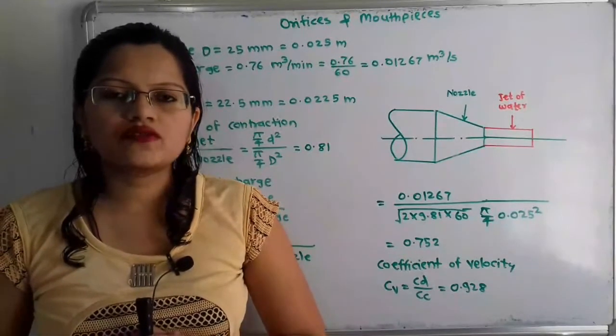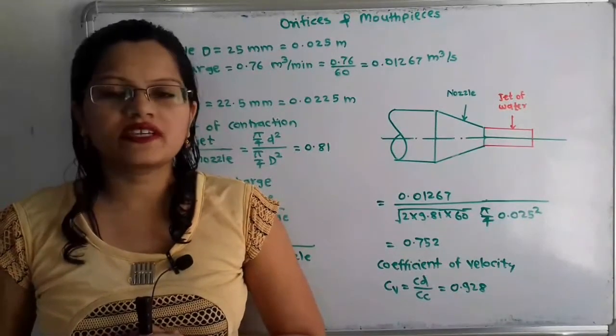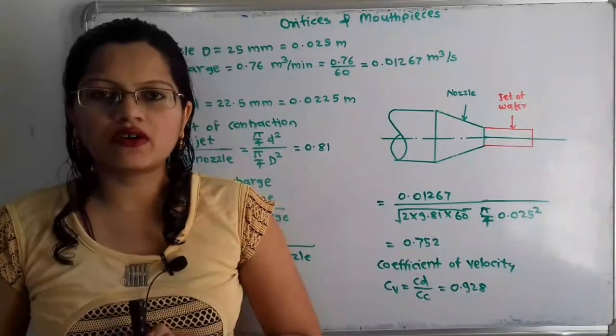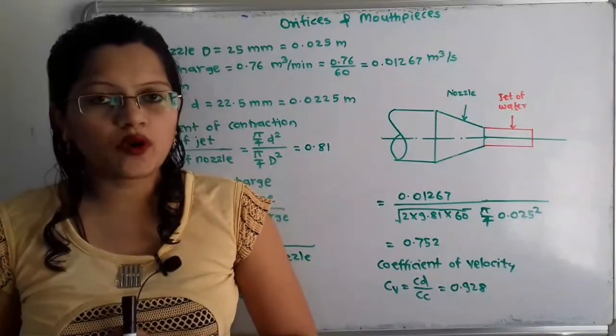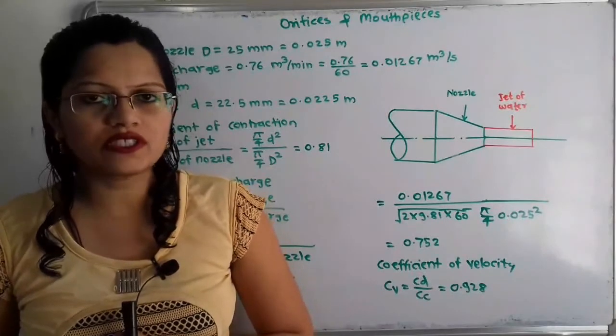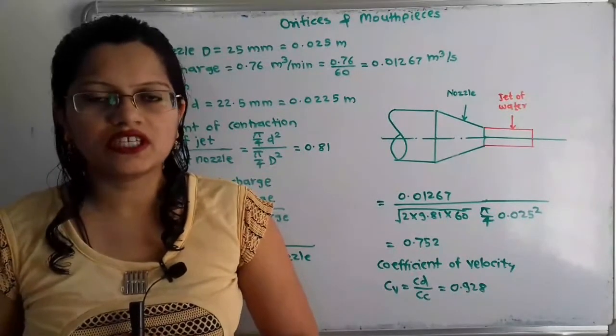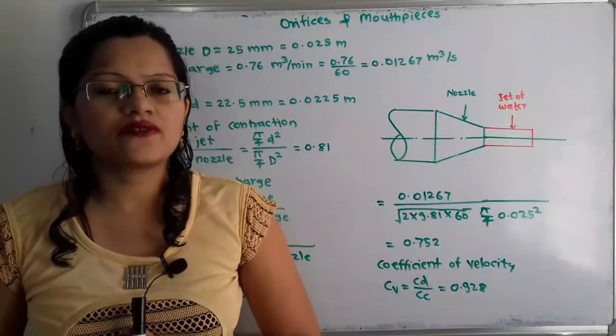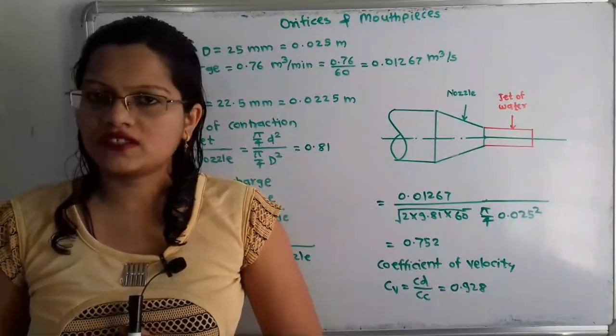Today we are going to solve a problem on orifices and mouthpieces. In this video, we are going to find out what is the coefficient of contraction, coefficient of velocity and coefficient of discharge, and what is the head loss due to fluid resistance when a nozzle discharges the water.